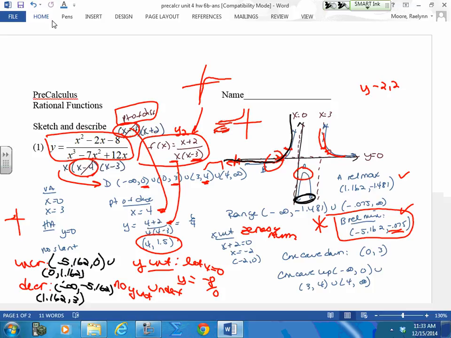Then here, I'm going to decrease, but I got a point that I got to jump over. I'm going to decrease from 3 to what's my point of discontinuity? 4. I'm going to just jump over it and decrease again. That's a lot of breaks there. This is probably the worst case scenario. How many of you actually found all these things?